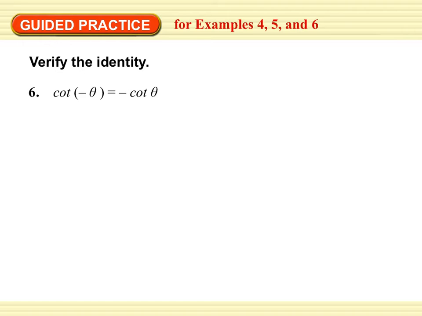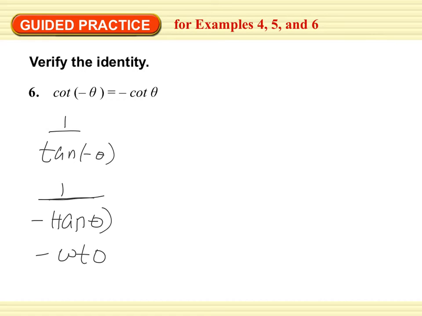All right, a guided practice. Verify the identity. Cotangent negative theta is the same as negative cotangent theta. Well, cotangent negative theta is the same as 1 over tangent negative theta. And if I look at my negative angle identities, I see that tangent negative theta is the same as negative tangent theta. And 1 over negative tangent theta is the same as negative cotangent theta.